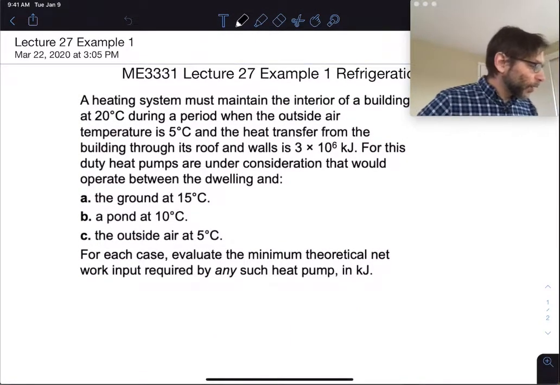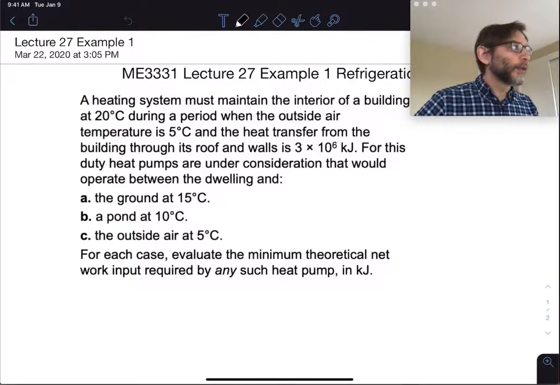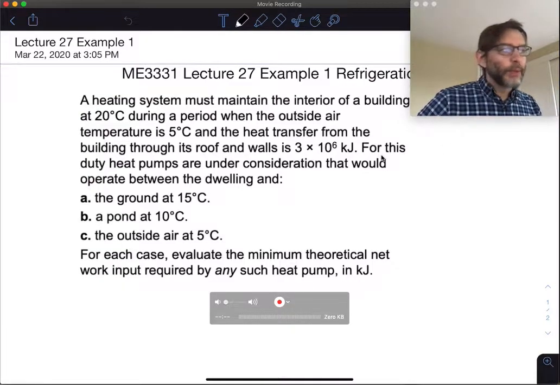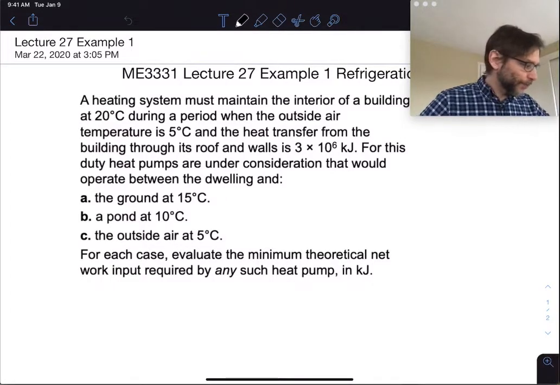The first example we're going to do is about the ideal refrigeration cycle. And then the second one we're going to do is about the Carnot cycle. But these are all kind of the same thing, right? Essentially we're talking about ideal thermodynamic cycles.